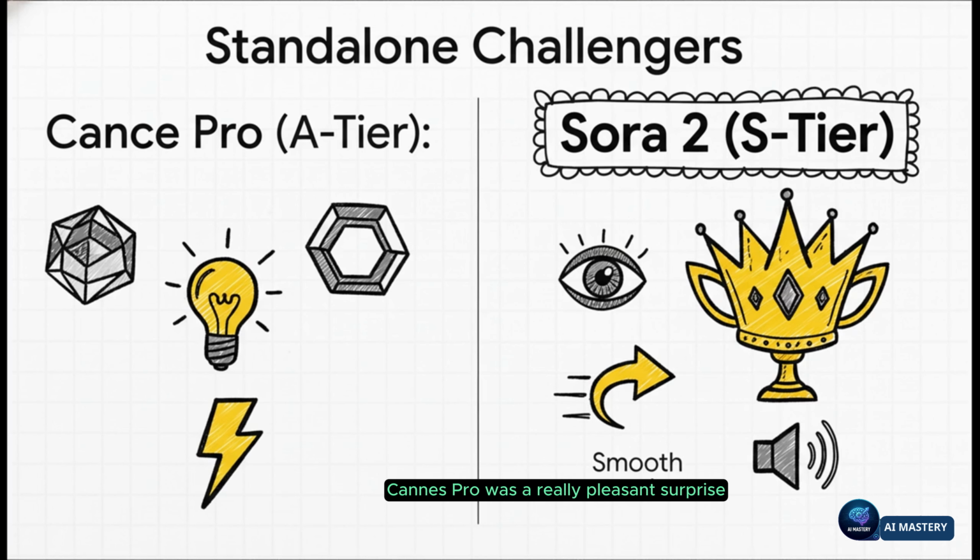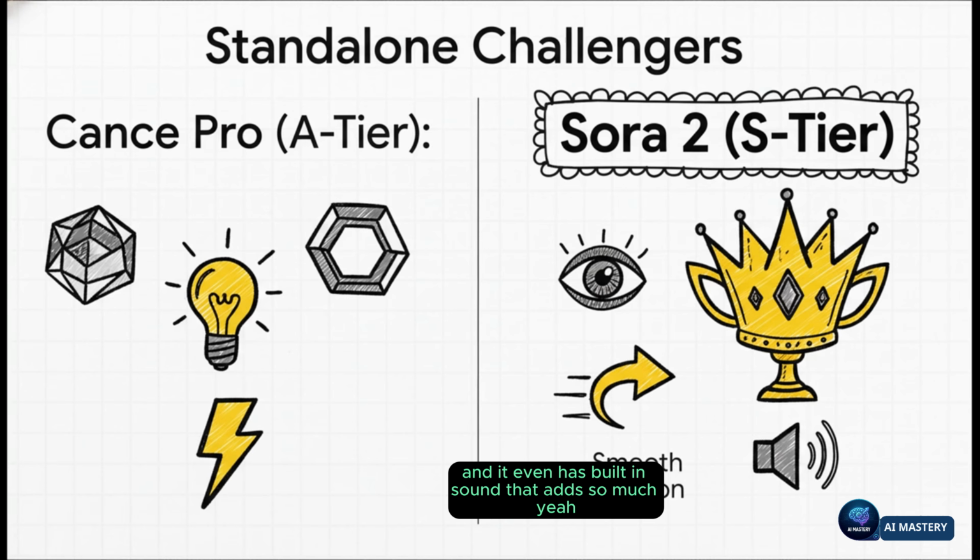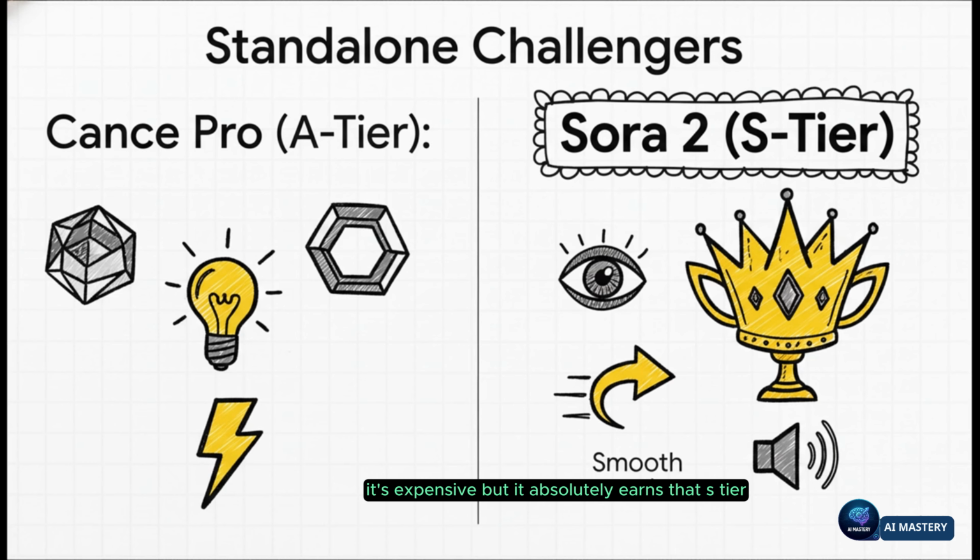Okay, moving on to some heavy-hitting standalone models. Kling Pro was a really pleasant surprise. The textures were fantastic, the lighting was great, and it rendered super fast. That earns it a solid A tier. But then there's Sora 2 from OpenAI. The results are just on another planet. The realism is incredible, the motion is flawless, and it even has built-in sound that adds so much. Yeah, it's expensive, but it absolutely earns that S tier.